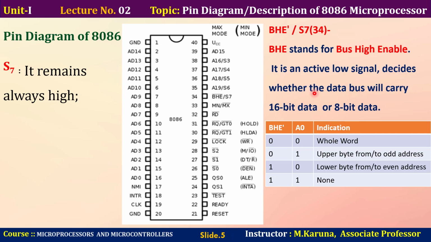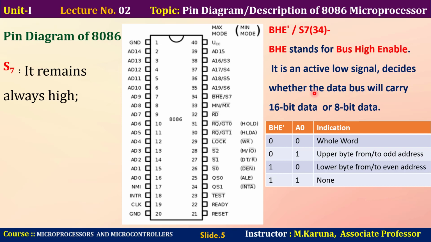Next, clock signal. This is available on pin number 19. Signal at this pin provides the basic timing for processor operations. Next, coming to the reset signal available at pin 21. Whenever this pin is enabled, then it resets the processor and other devices connected to the system by immediately terminating the reset task. Means whenever a processor enters into reset mode, this signal will become high.